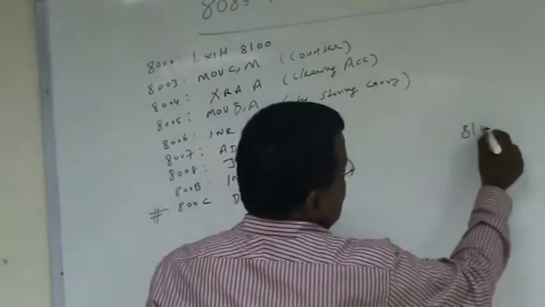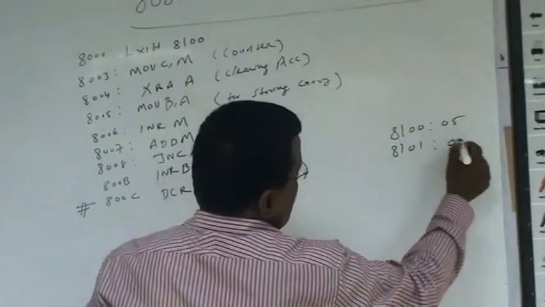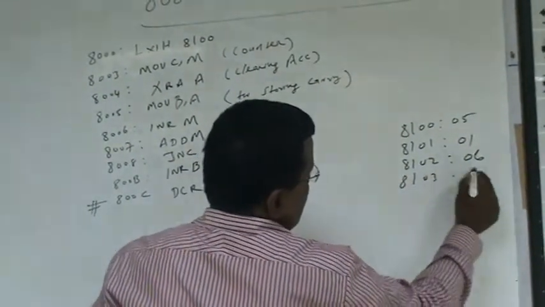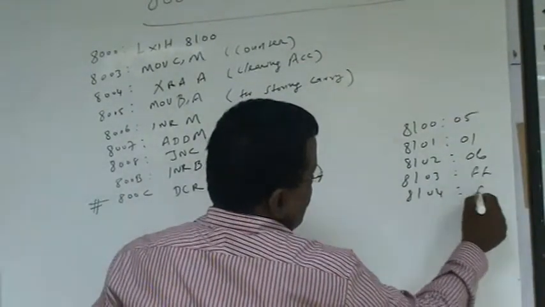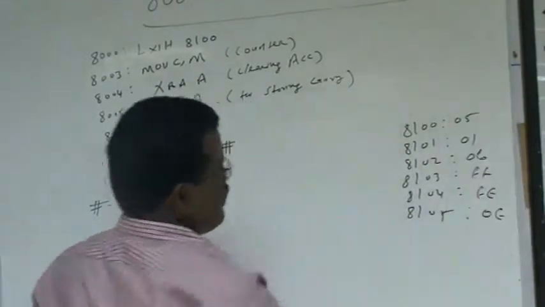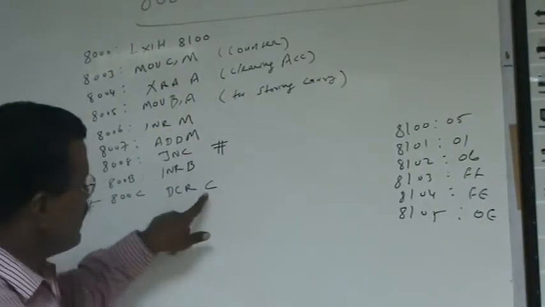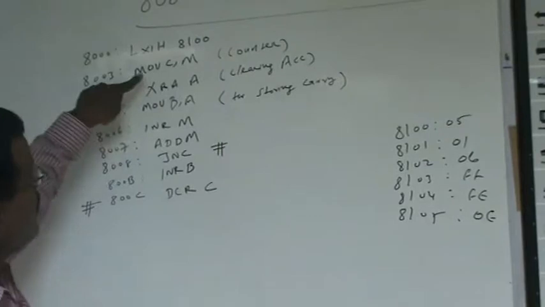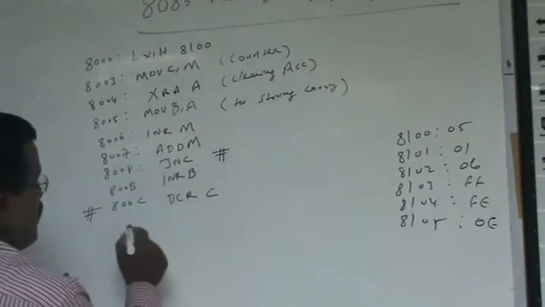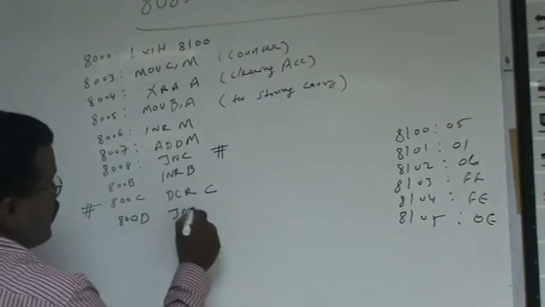Suppose at the memory location of 8100 I have data 05, and from 8101 I have data 01, 06, FF, FE, 0E. Like this, I have 5 data. Now the first data 01 is added with 00. Since I have added the first data, I am decrementing the counter. The value 5 is stored in the C register. I am decrementing C, so now the value of C will become 4. Now I am checking C at 800D, jump on no zero.